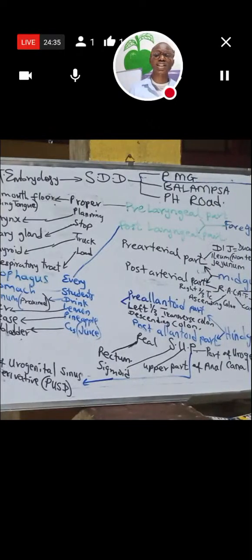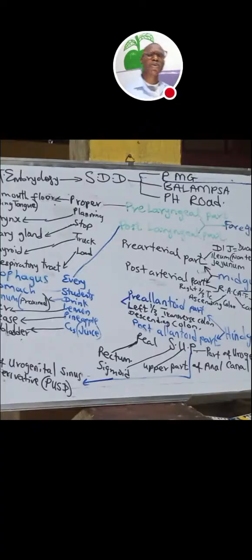The P there stands for primitive gut derivative. The M stands for mesenteric derivative. The G stands for the germ layer derivative. The germ layer derivative is different from the primitive gut derivative. While the primitive gut derivative is the foregut, the midgut, and the hindgut, FMG, the germ layer derivative, watch this closely, is the ectoderm, the endoderm, and the mesoderm. And that's the goal in this session.